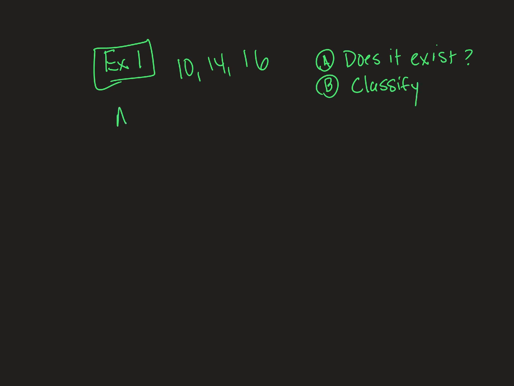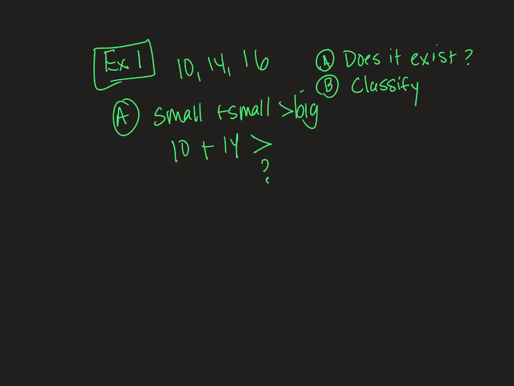All right, so part A, does it exist? You're going to take small plus small and make sure it's more than the big number, the biggest side. So I'm going to take 10 plus 14 and make sure, just put a question mark. We're going to see if that's bigger than 16. And 26 is more than 16. So yes, a triangle exists.